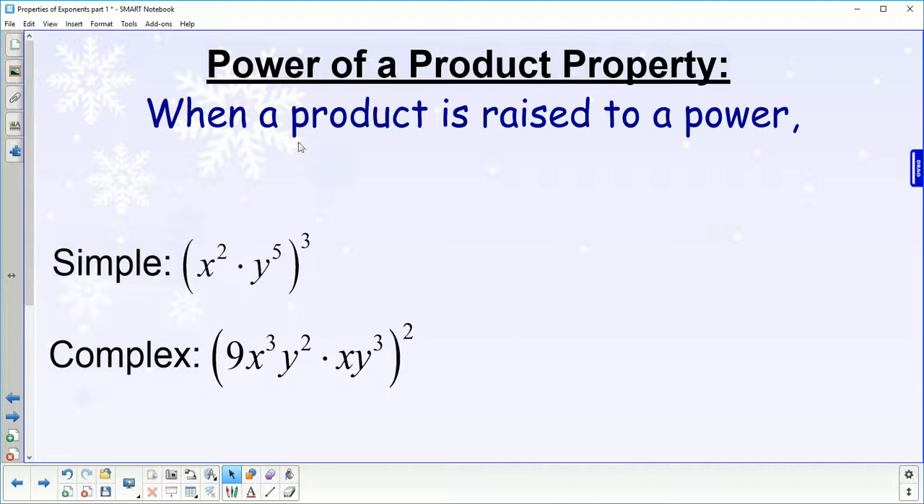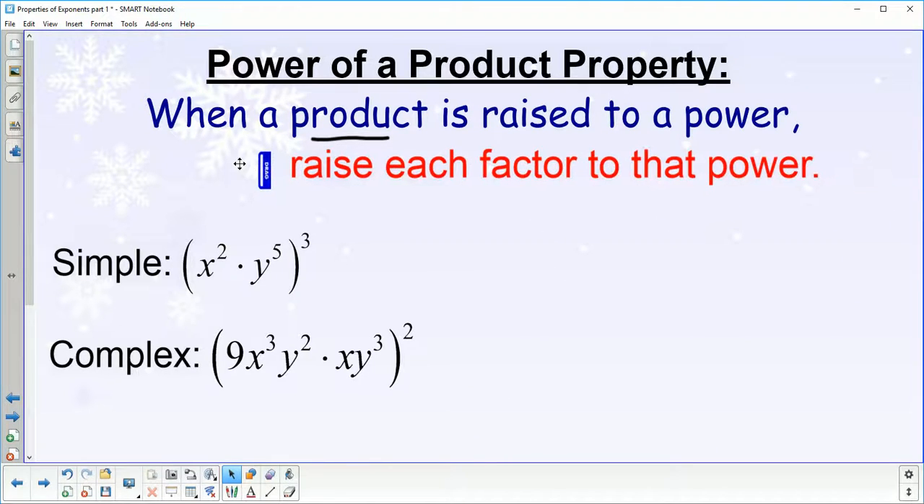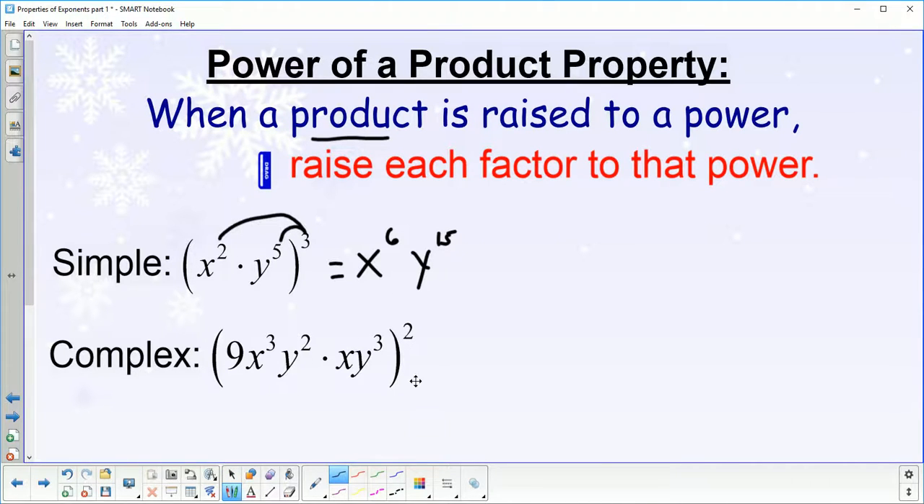When you have a product raised to a power, remember a product just means when you have two things multiplied here. So you see you have x squared times y to the 5th. We can't do anything with those, but when we raise them both to the same power, it's like distribution. We're going to raise each factor to that power. And you can think of this as, like I just said, distribution. Okay, so we'd end up with x to the 6th, because 2 times 3 is 6, and then 5 times 3 is 15, so y to the 15th. It's kind of like taking our last property and distributing it.